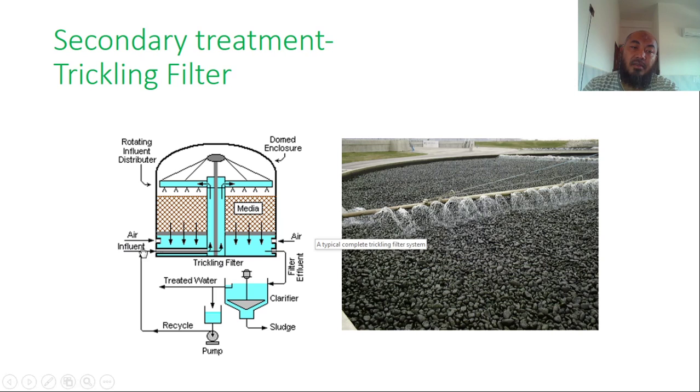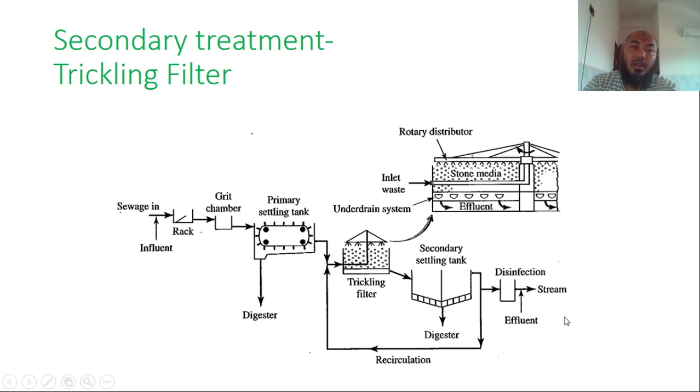This is the influent. It comes in, sprays, and then goes down. This is the trickling filter. And then after that, this is the effluent. You can get a different effluent, purifier and sludge here. So here, the trickling filter: this one is stone media, this is the underdrain system, and this is the effluent.